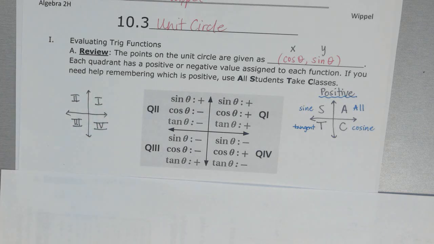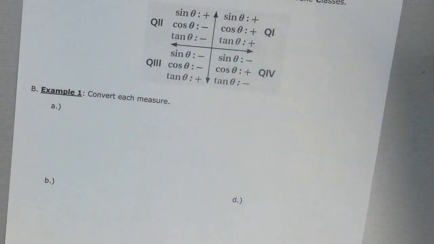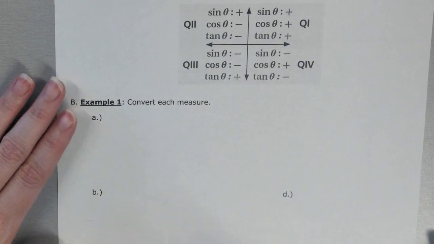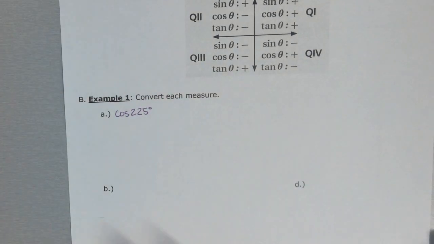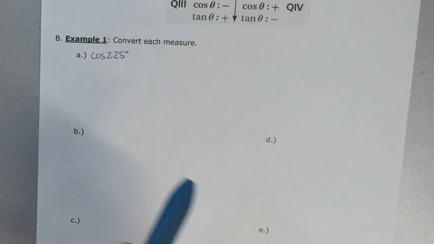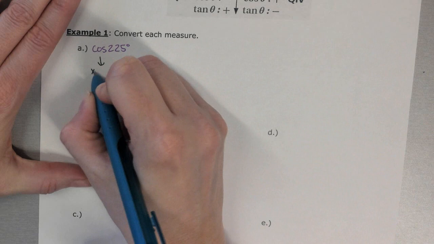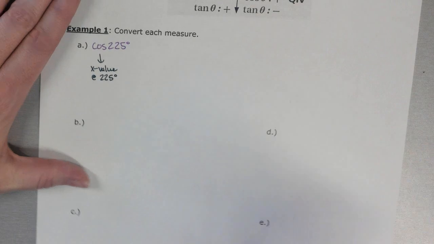Okay, so now we're going to use this to help us find different measures. Do you guys need any more time getting that copied down? Okay, so the first one, you are going to need your unit circle, so don't put that away. So you have the cosine of 225. When it says convert each measure, all we're going to do is find the cosine value at 225. Remember, your cosine is your x coordinate. So all we have to do is find the x value at 225 degrees.